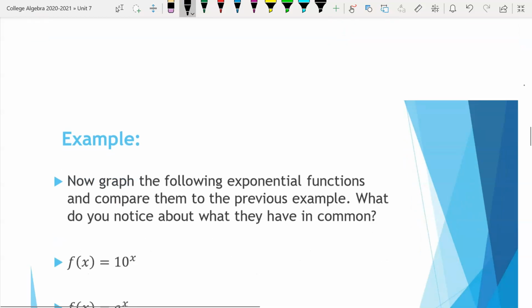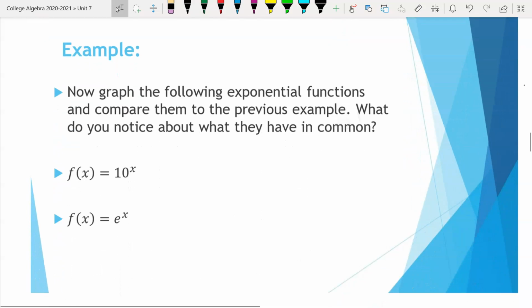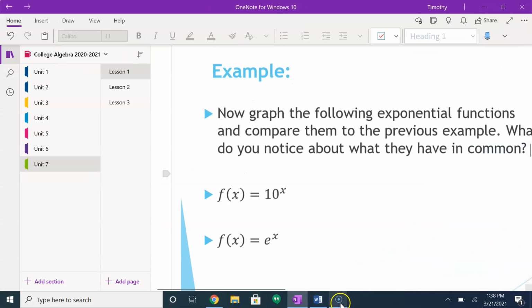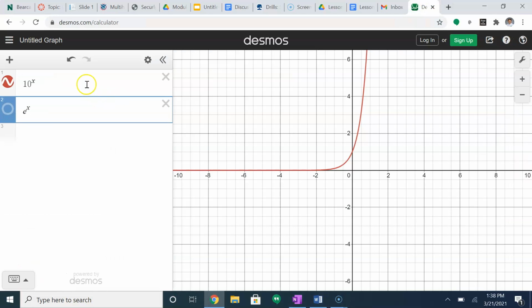Okay? So it says now graph the following exponential functions and compare them to the previous example. What do you notice about what they have in common? So what I did is I went ahead and I graphed those on Desmos for you guys. I'm just going to talk about them real quick. So 10 to the x and e to the x power. If I go to those, 10 to the x, if you notice, it never crosses the x-axis. So it has no x-intercepts, which is like the one we graphed before. Also, just because the base is 10, the last one the base was 2, our y-intercept is still a 1.